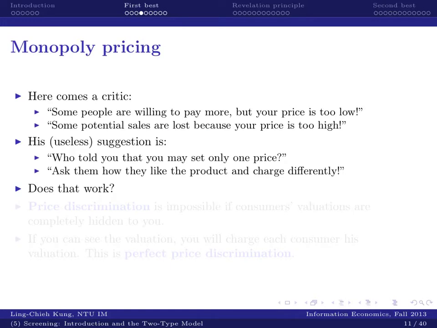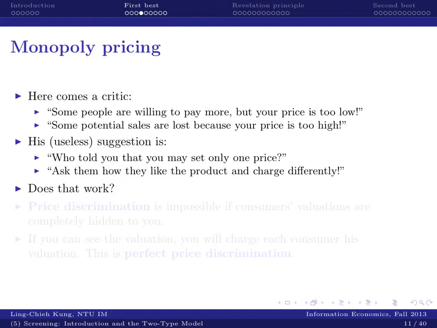Here is his suggestion. Who told you that you may only set one price? What you should do is to ask each consumer how much they are willing to pay, and then charge them accordingly. So he means there comes a consumer, ask him how much he wants to pay. If he says X, then charge X to this consumer. So now, as smart as you are, does that work?